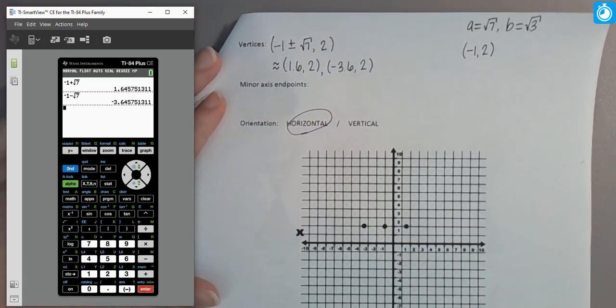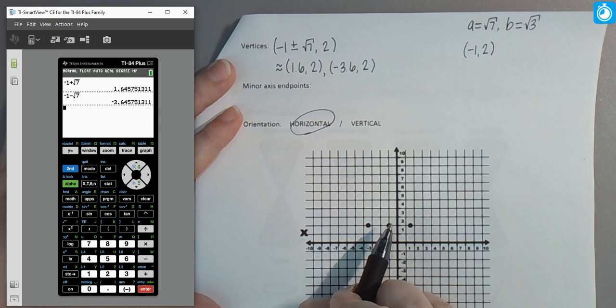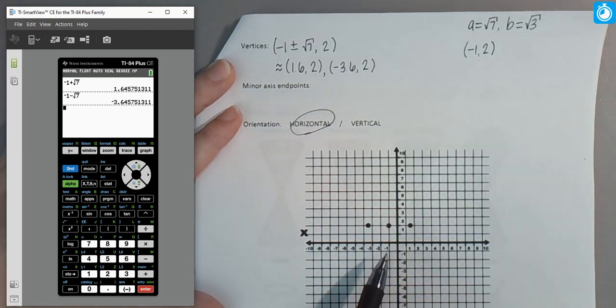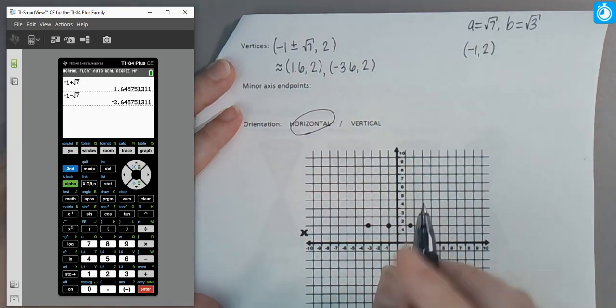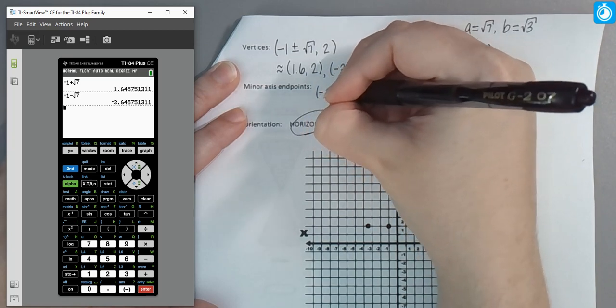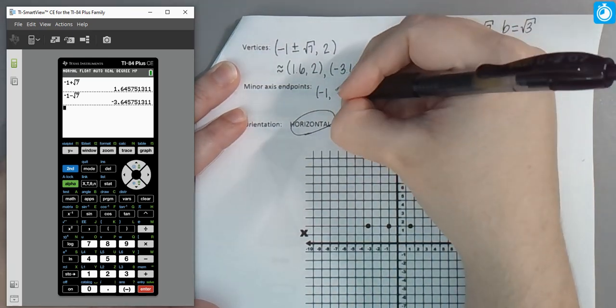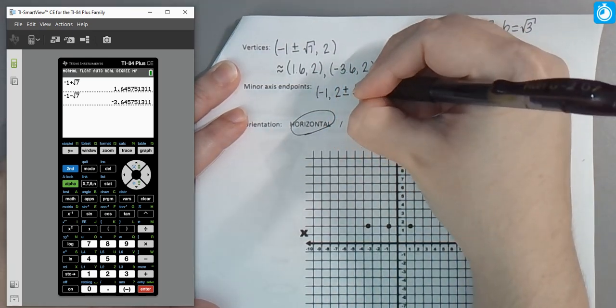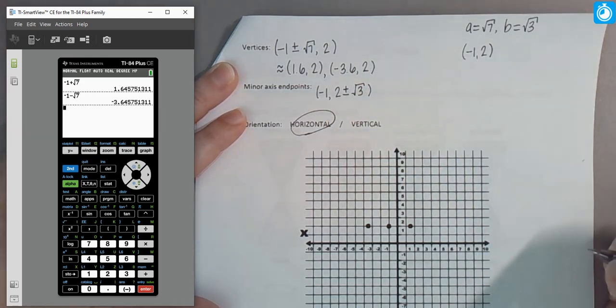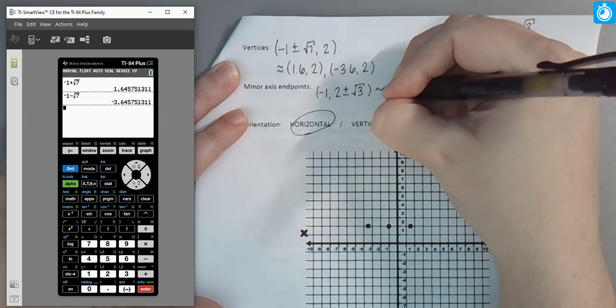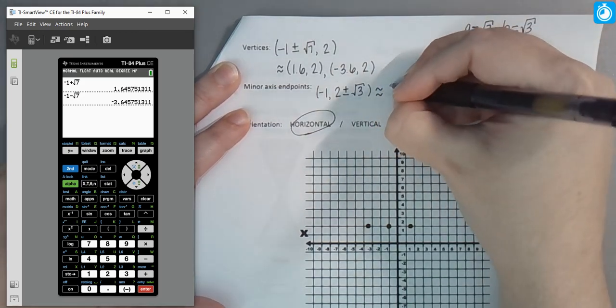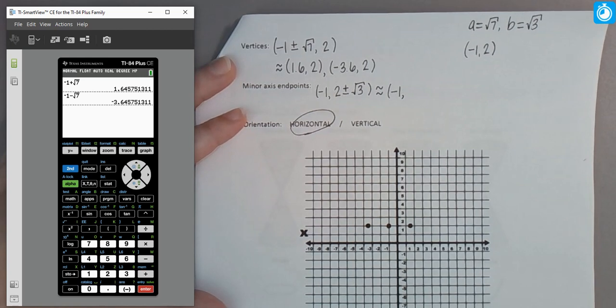Now, same kind of thing for our minor axis endpoints, which are going to be above and below our center. We're going to keep the x-coordinate constant and then add and subtract from the y-coordinate for our center. So we're going to have -1, keep that constant, and then above and below, so 2 plus or minus the square root of 3. And just like with the vertices, that gives us exact values, but for purposes of graphing, we need to approximate each of those new y values.